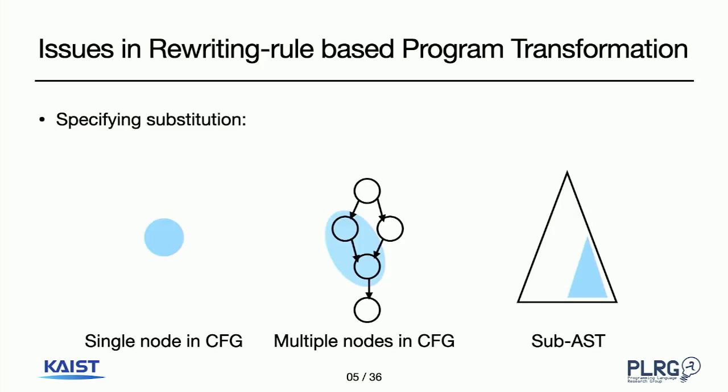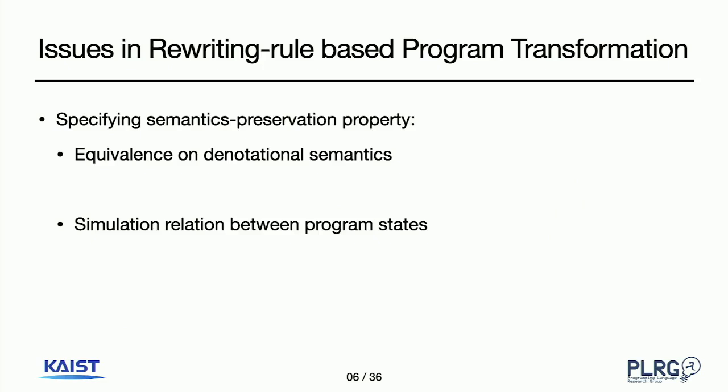There are also differences in how to specify substitution. Some frameworks support replacing only a single node in the control flow graph, while others support replacing multiple nodes in the control flow graph, or more generally, substitution at the abstract syntax tree level. There are also differences in the semantics preservation property for each framework.